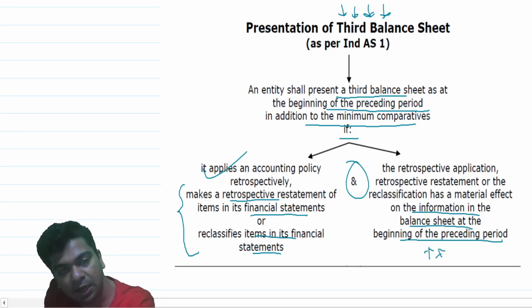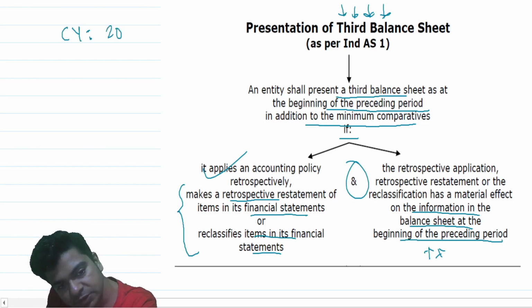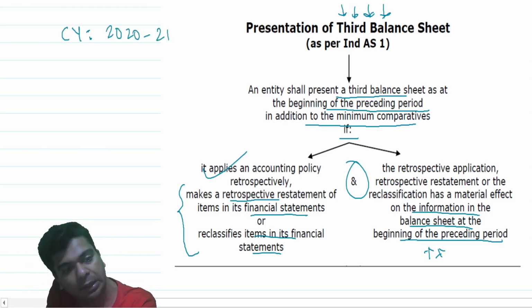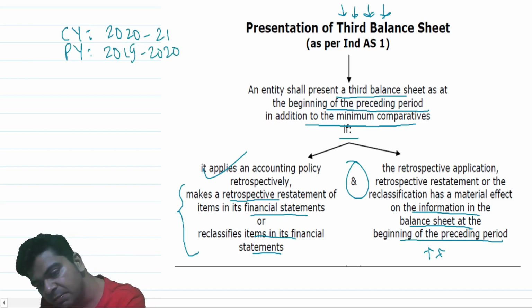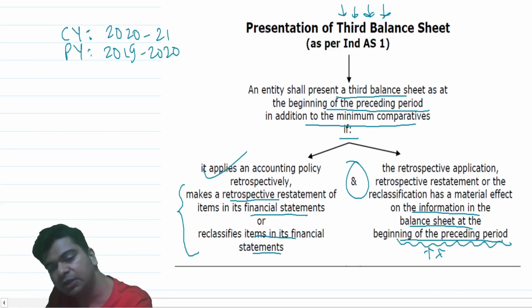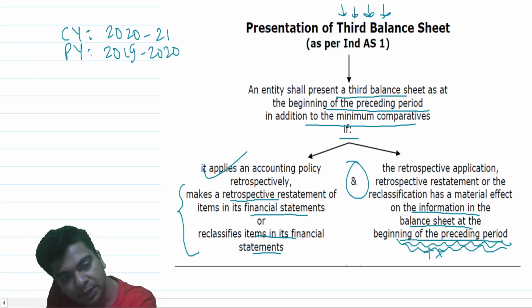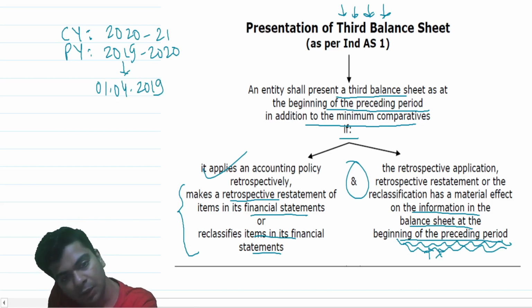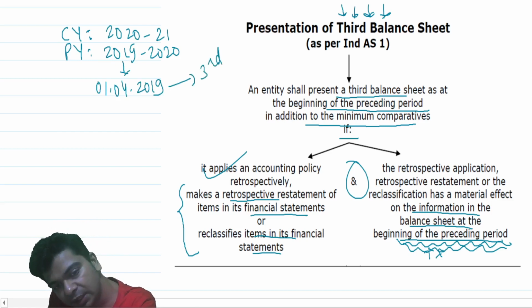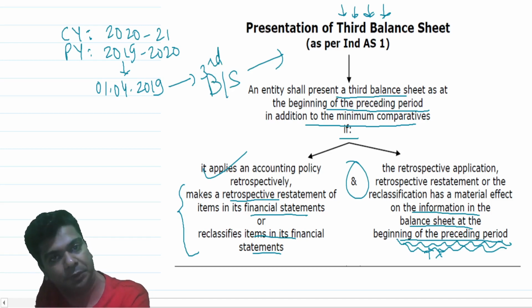As I said in our example, remember, current year is 2020-21. Previous year is 2019-2020. That's what they say, beginning of the preceding period. Understand the words, beginning of the preceding period. This is your preceding period, and this period will begin on 1st April 2019. On 1st April 2019, I shall prepare and present the third balance sheet.